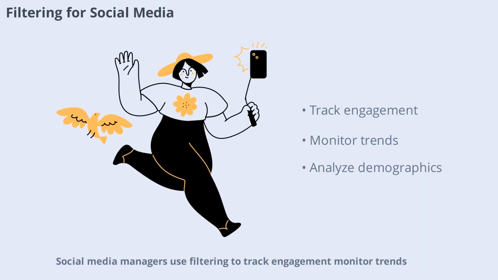Social media managers use filtering to track engagement, monitor trends, and analyze audience demographics. This helps them create targeted content and measure campaign effectiveness.